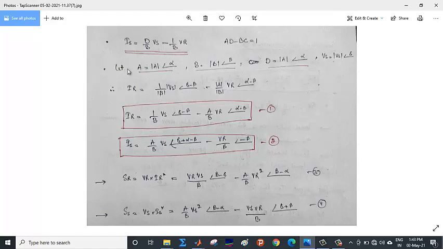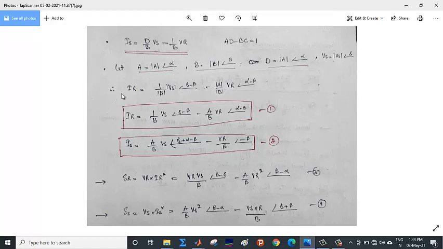Since we know that A, B, C and D are all complex numbers, let A be equal to magnitude of A at an angle of alpha, B is equal to magnitude of B at an angle of beta, D is the same as A, and Vs is equal to Vs at an angle of delta. VR, as we know that we are taking as a reference, will be VR at an angle of 0. We don't have to define that because its angle is 0.